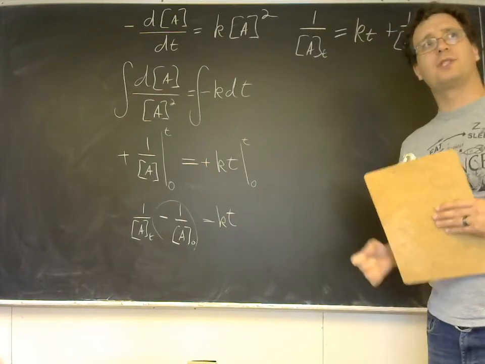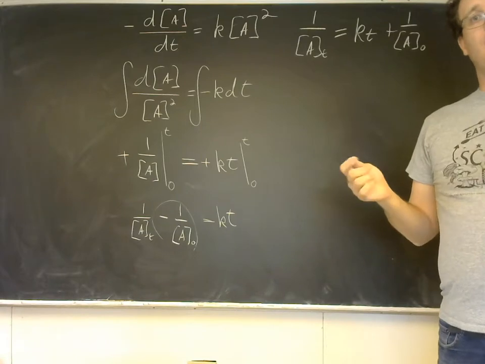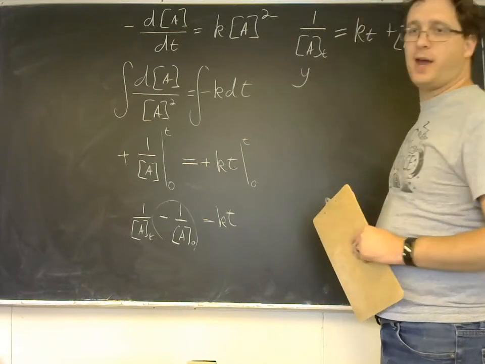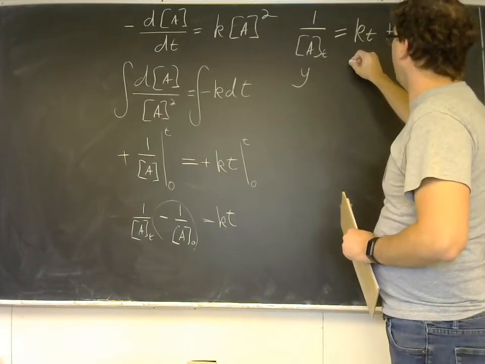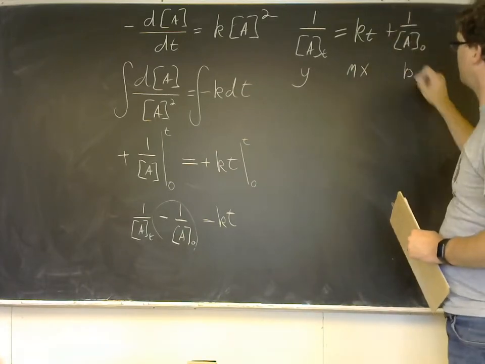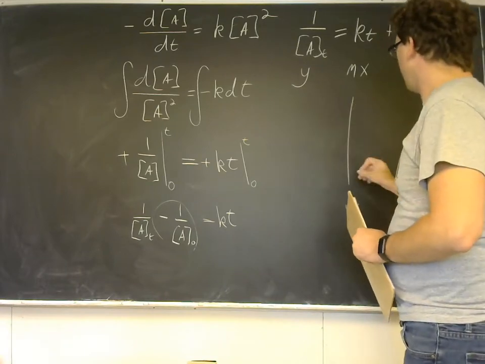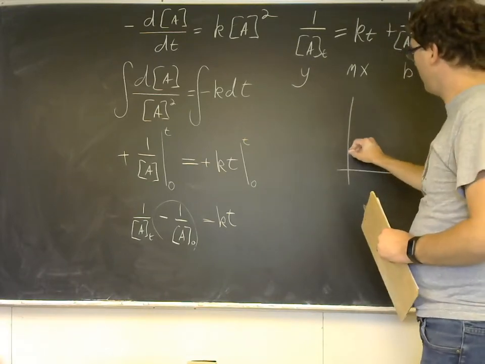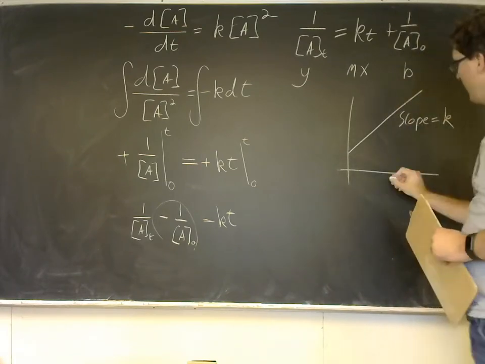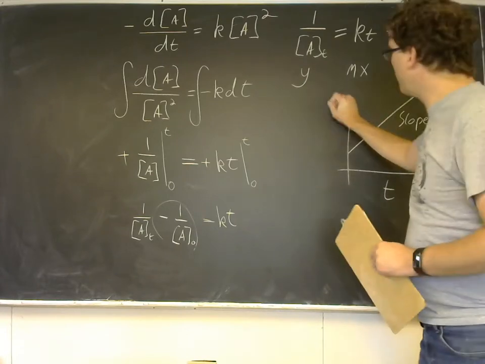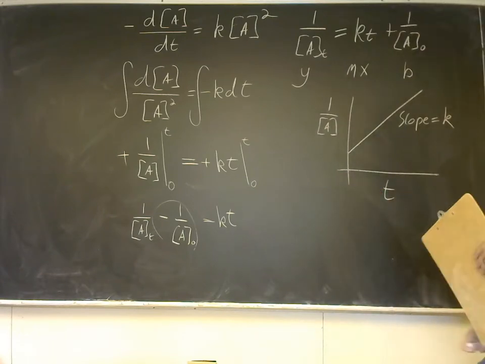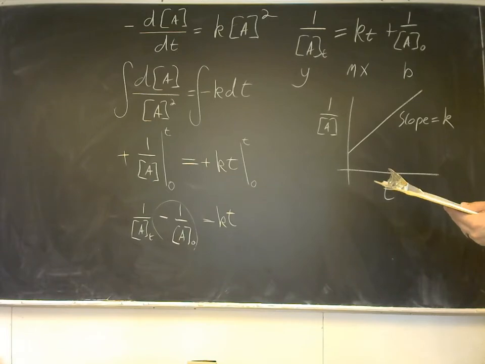Now we can do the same trick here where we try to get a linear form. If I let 1 over A of t equal y, and k equal m, t equals x, and 1 over A naught is b, then we'll get an equation in a linear form. This time it'll be positively sloped. The slope will equal k if I plot 1 over the concentration of A versus time. And then we can get the half-life as well.